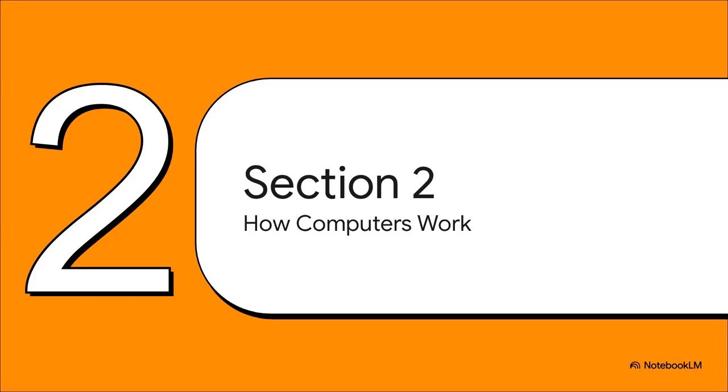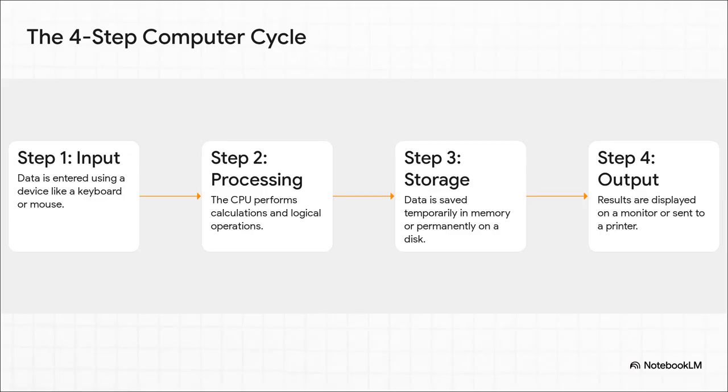Okay, so we've got the basic terms down. Now for Section 2, let's look at how computers actually work. We'll see how all those pieces fit together. Basically, everything a computer does follows this simple four-step process. Think about it like this. Step 1 is input. You press a key on your keyboard.